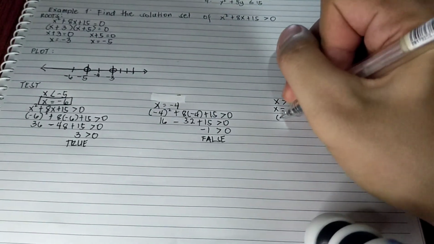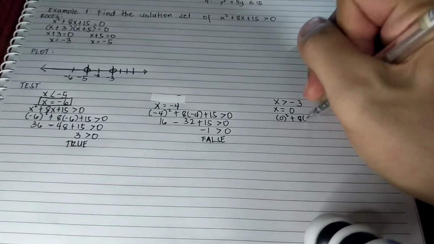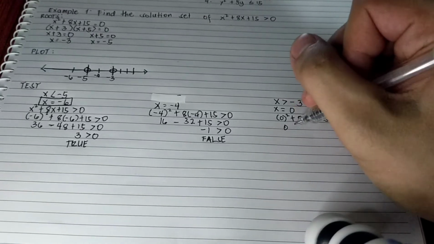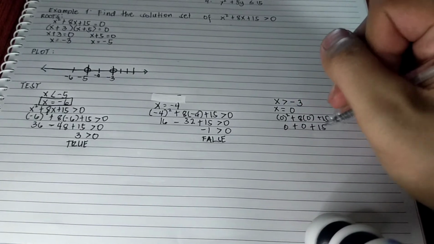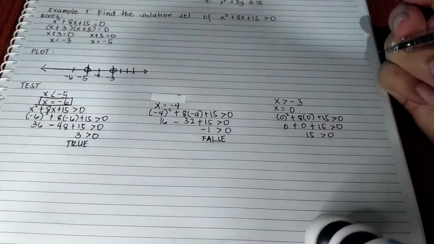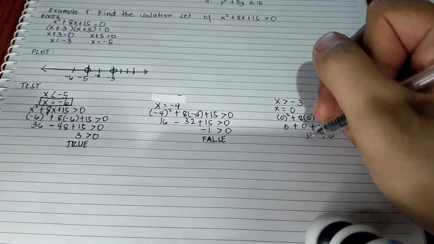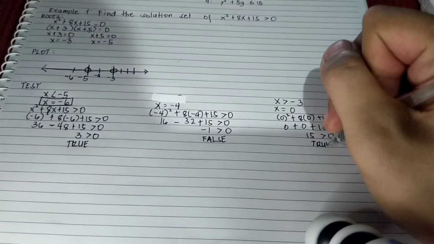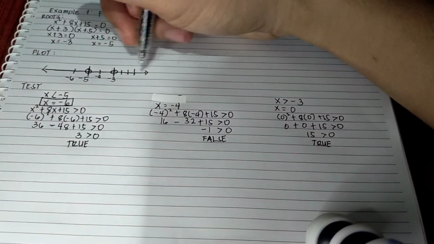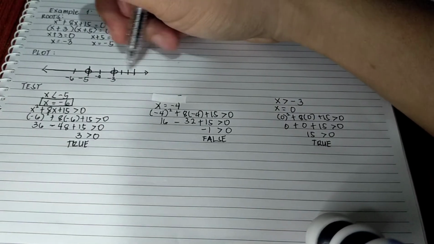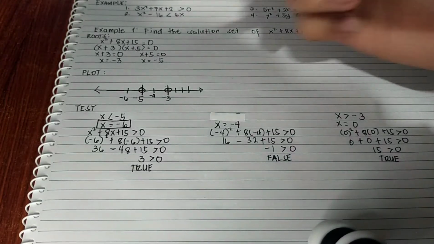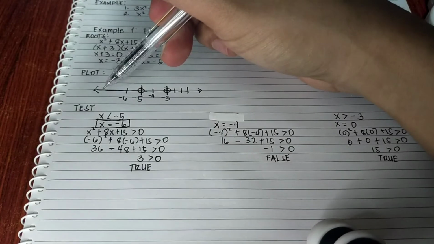Okay? So, 0 squared plus 8 times 0 plus 15 is greater than 0. So, 0 na to, plus 0 again, plus 15 is greater than 0. So, 15 is greater than 0. Is 15 greater than 0? Yes. True yun. Okay, mas mataas ang 15 kaysa sa 0. Therefore, yung mga part dito ng equation ng number line natin is part din siya ng solution. So, ayan. So, na-test na natin na yung nasa left side ng negative 5 ay true.